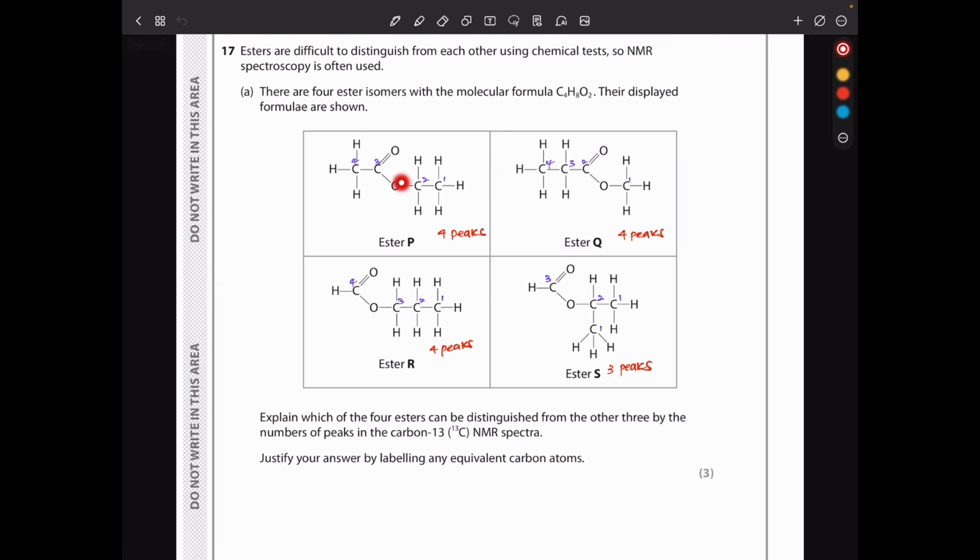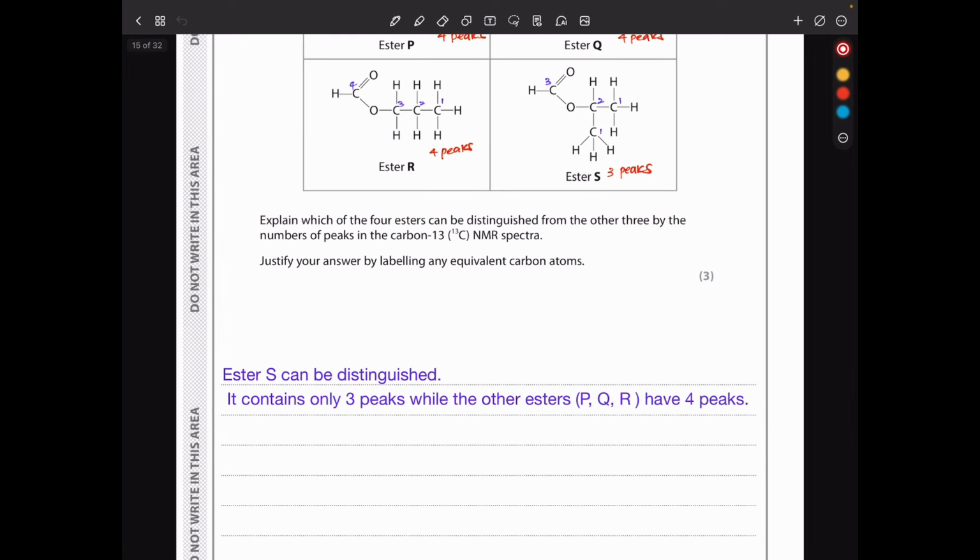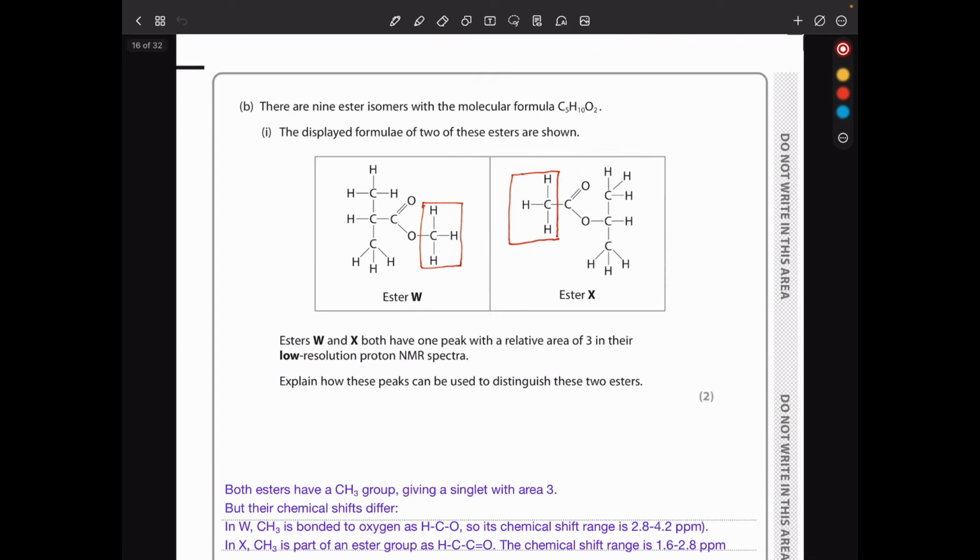This one has 1, 2, 3, 4, and this one has 1, 2, 3, 4. This is 1, 2, 3, 4, and here we have these two are identical, so 1, 2, 3. We can distinguish ester S because it will show only 3 peaks while the others show 4 peaks. So I said ester S can be distinguished. It contains only 3 peaks, and P, Q and R contain 4 peaks.